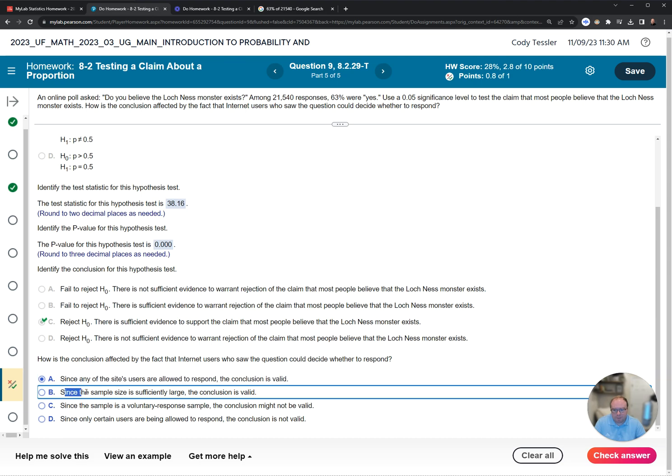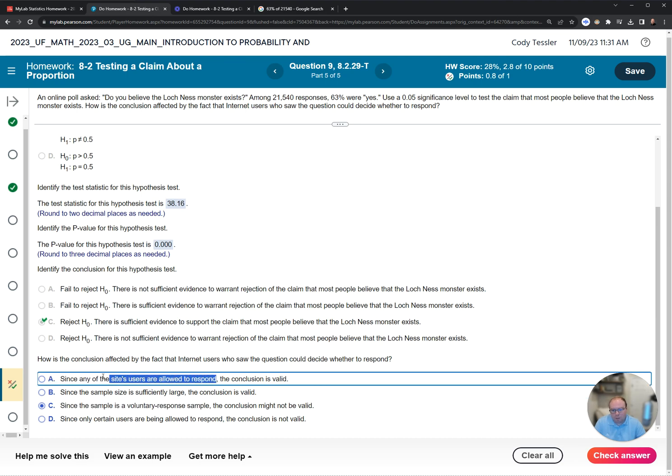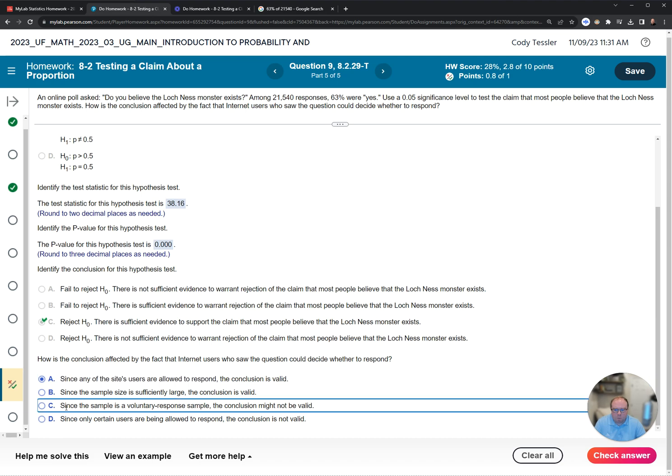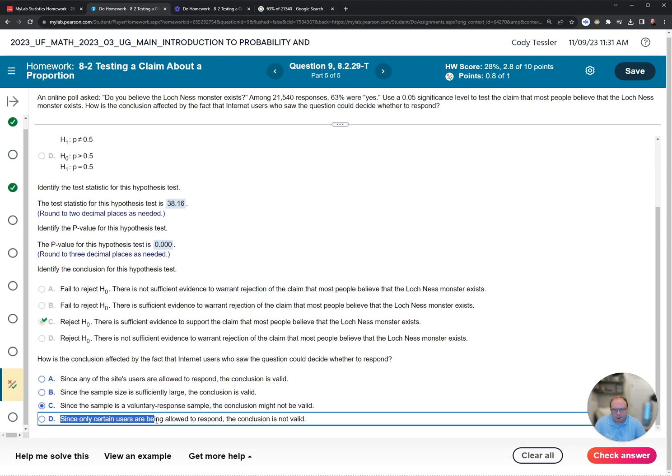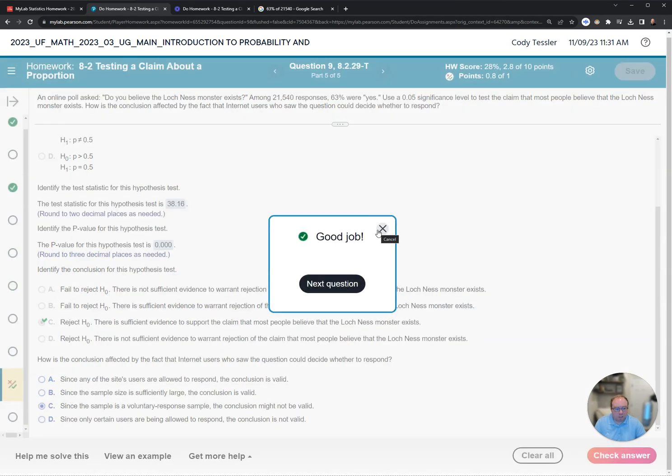Let's look at our other options. The sample size is sufficiently large. That necessarily does not help here because, again, maybe that site just gets a lot of traffic. So here, this is what we're looking at, because it is saying, okay, this is a voluntary response sample. So this kind of alludes to it, but C is more in line with the terminology associated with statistics, that a conclusion may not be valid. And just to check part D, this is not true because technically anyone was allowed to respond. It's just that we have, again, a voluntary response sample. So we check that. And that completes the question. Hope that helps.